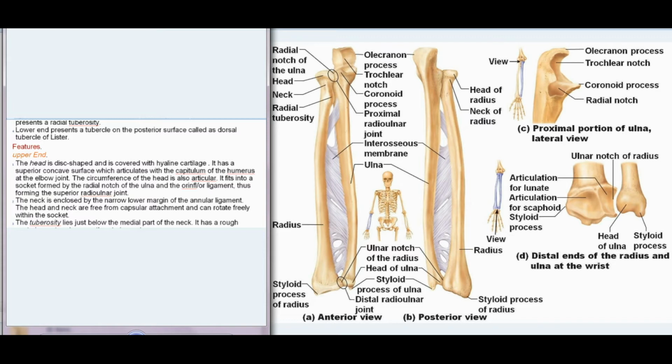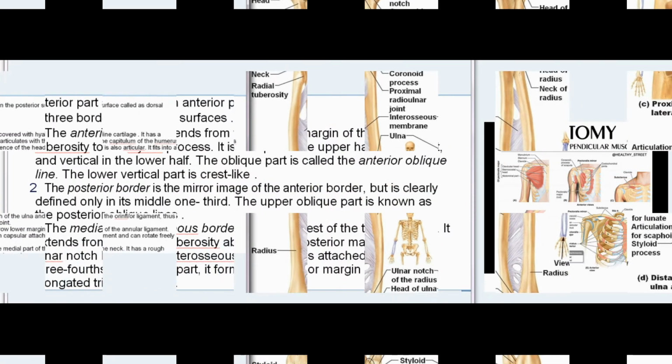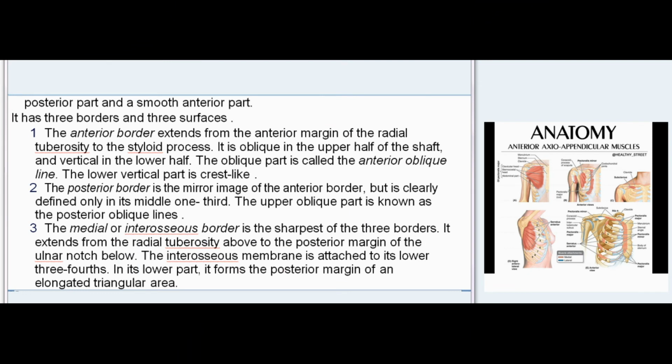3. The tuberosity lies just below the medial part of the neck. It has a rough posterior part and a smooth anterior part. The shaft has 3 borders and 3 surfaces. 1. The anterior border extends from the anterior margin of the radial tuberosity to the styloid process. It is oblique in the upper half of the shaft, and vertical in the lower half. The oblique part is called the anterior oblique line. The lower vertical part is crest-like.